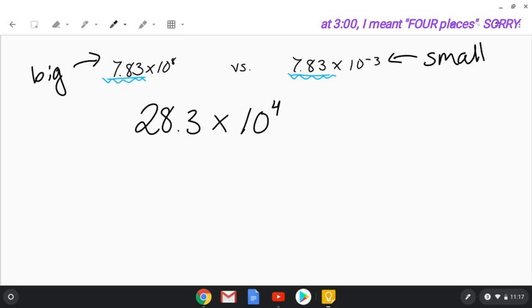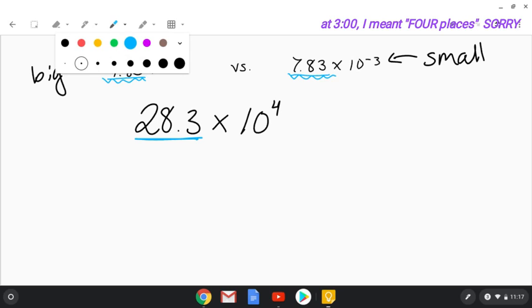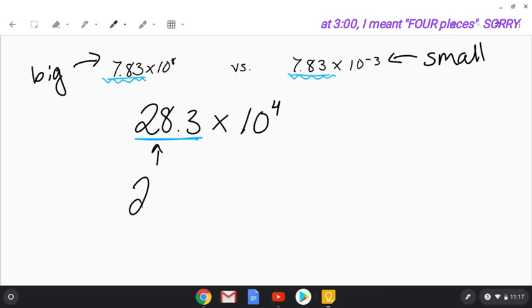Is that coefficient, the thing that is at the front of the scientific notation, greater than 1? Yes. Is it less than 10? Nope. So we need to adjust this number so that it is greater than 1 but less than 10. So obviously, you guys can tell the decimal needs to go right here. So my coefficient needs to look like this.